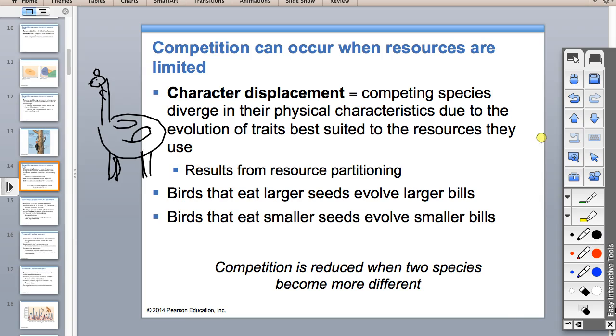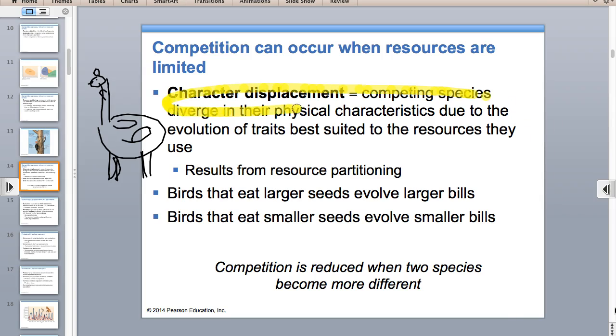Or you could read all this. The competing species diverge in their physical characteristics due to the evolution of traits best suited to the resources they use. But that means that you can look at it and be like, oh, okay, it uses that resource.